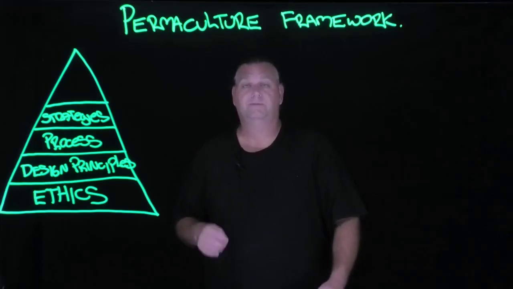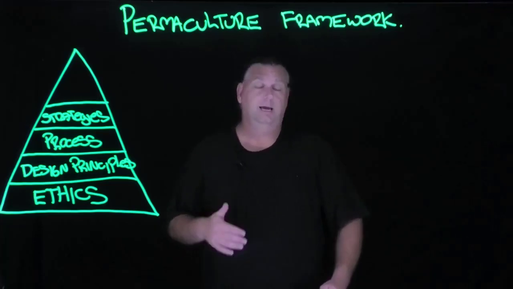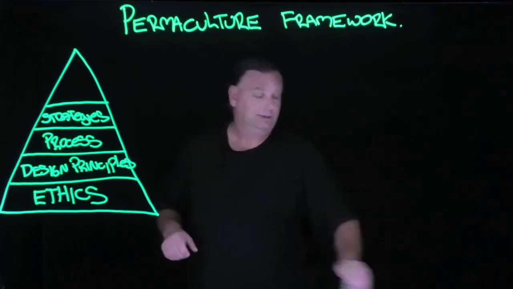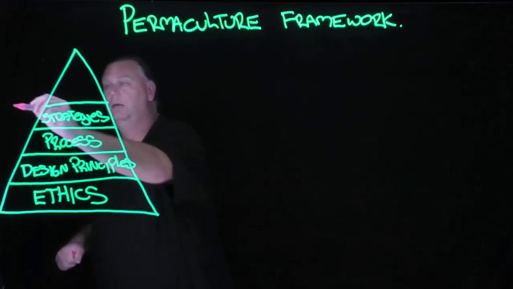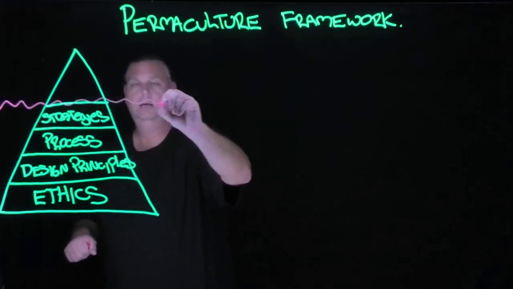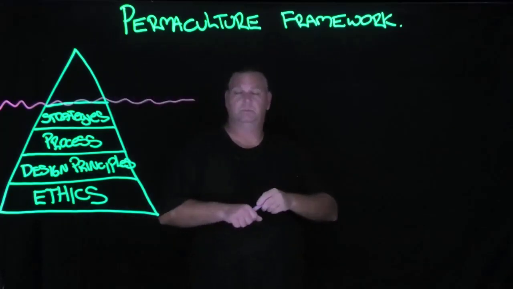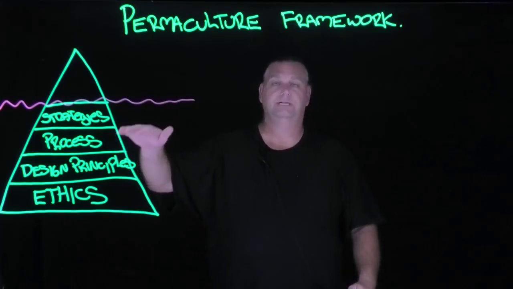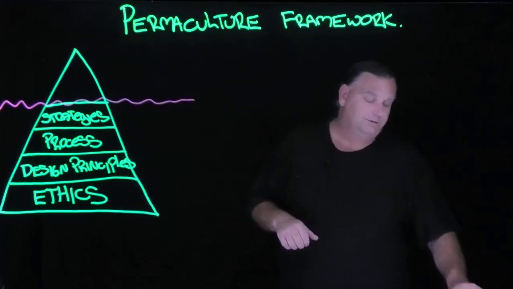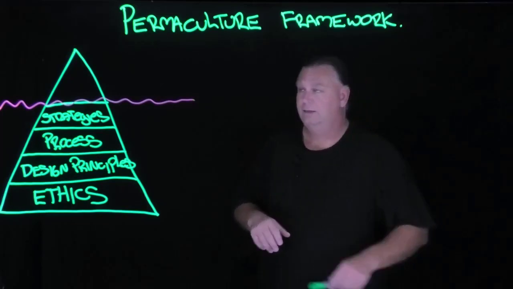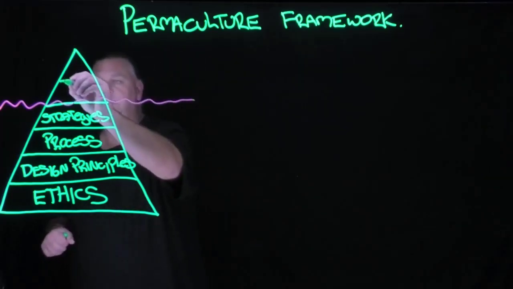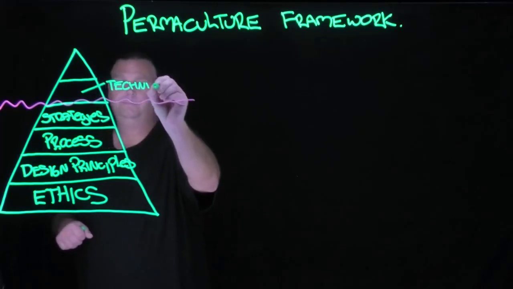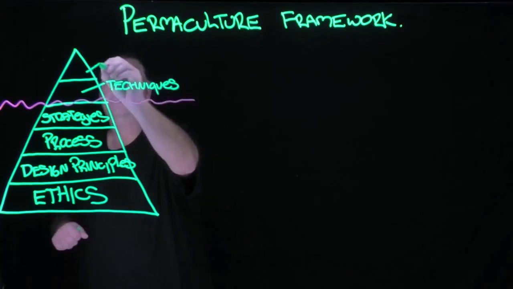Permaculture is a problem-solving approach that works at the strategic level. It's much like an iceberg. What we see is above the water, but what supports that iceberg is what's happening underneath, from the ethics to design principles to process, process to strategies. After strategies, there are two other things that we look at, and that is techniques and tools.